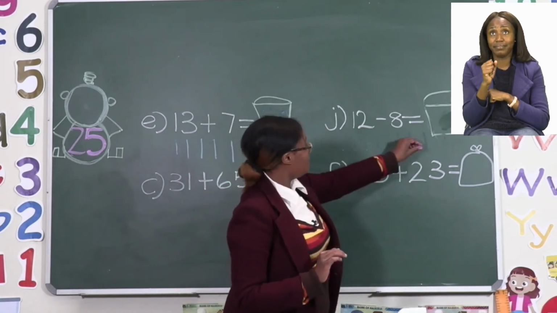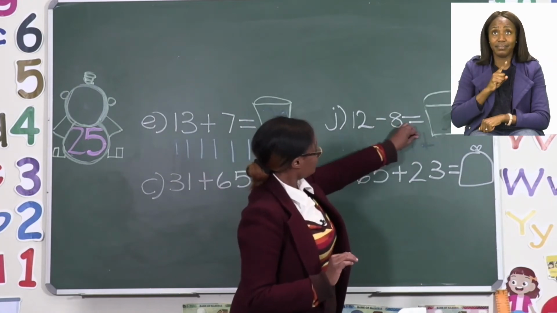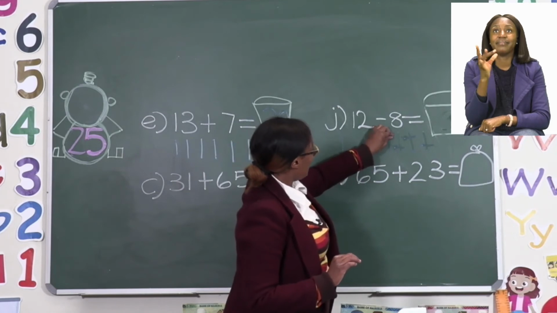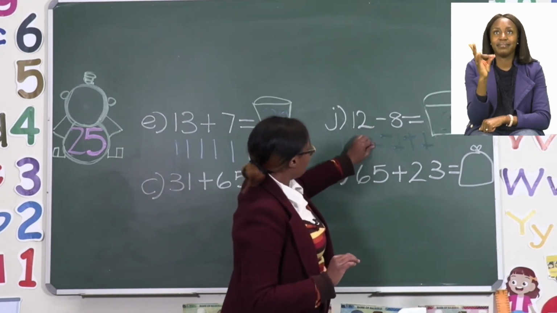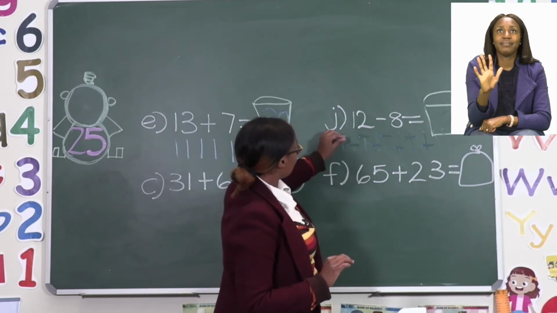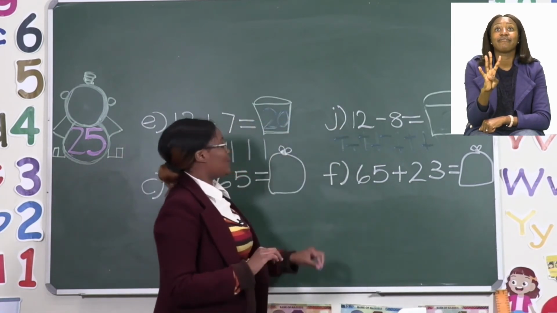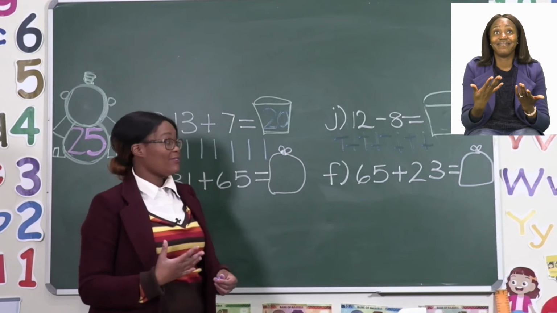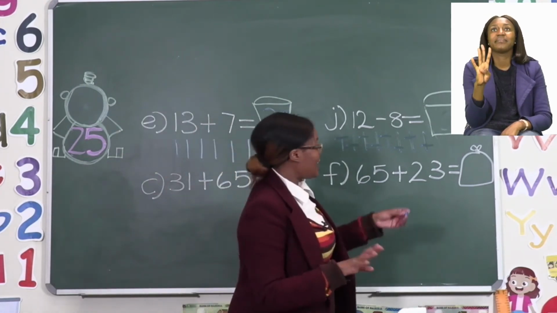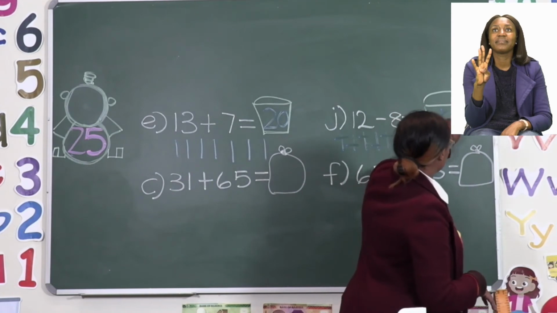And then we say 11, 10, 9, 8, 7, 6, 5, 4. So we have crossed out all our sticks and we now know that our answer is 4.